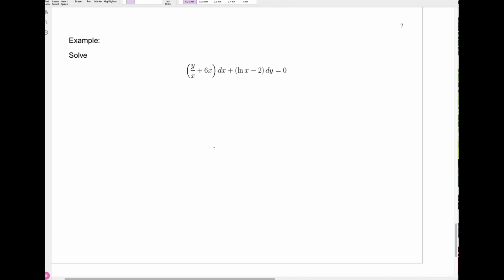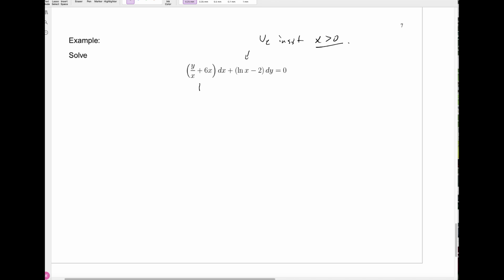Let's look at a totally different differential equation. Here it's written in differential form, and we ask, can we solve (y/x + 6x) dx + (log x - 2) dy = 0? Notice that since we have log x here, for this whole problem we insist x is greater than 0. Otherwise, none of this will make sense. Certainly, the y over x won't make sense when x equals 0, and the log x won't either, and we need x bigger than 0 for this part to make sense. So, is this something we can solve?